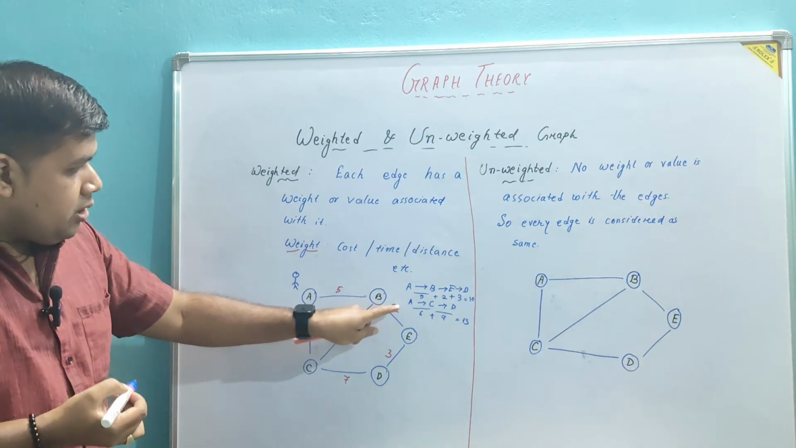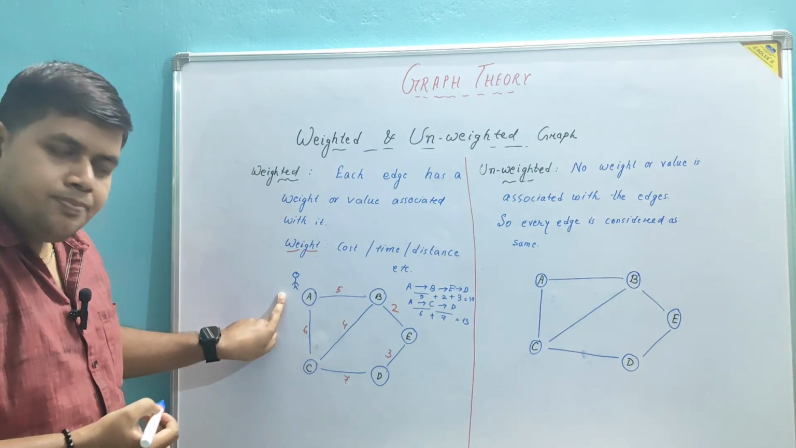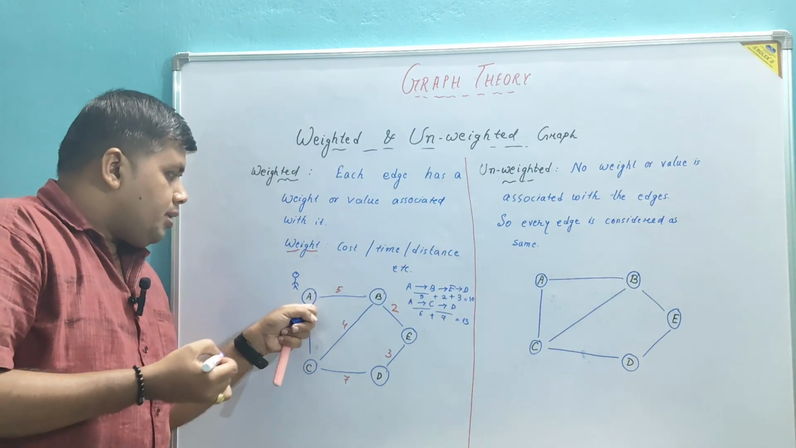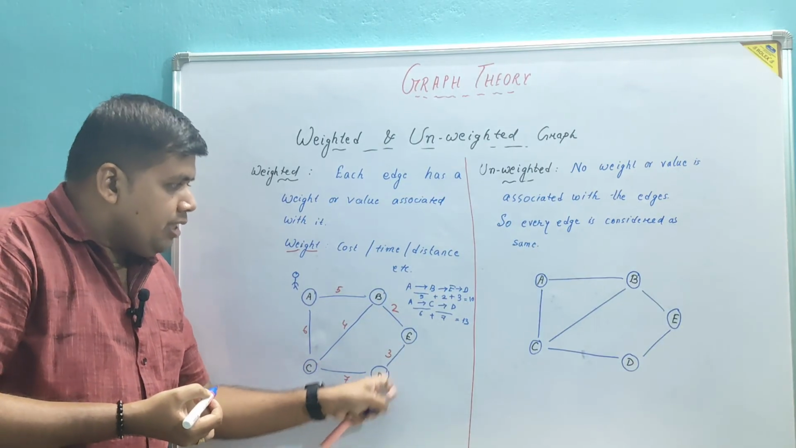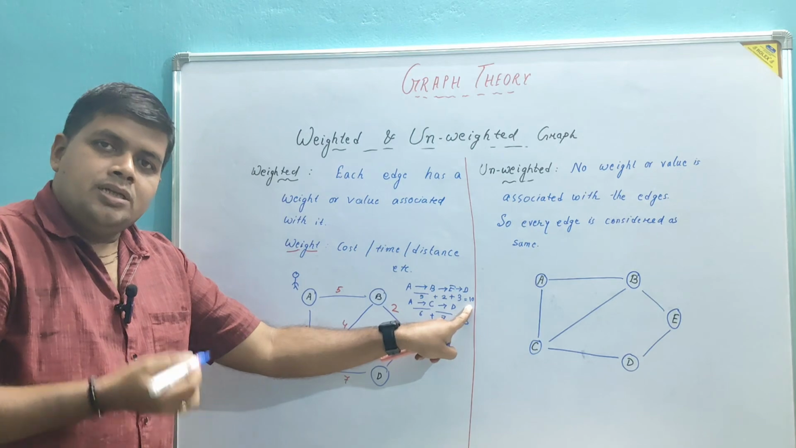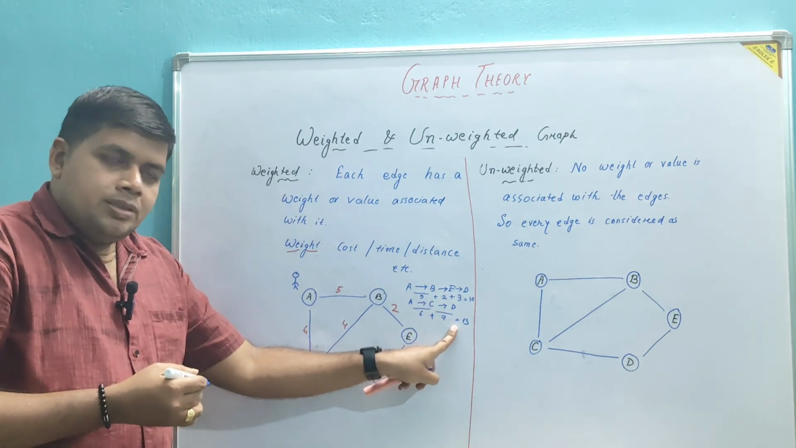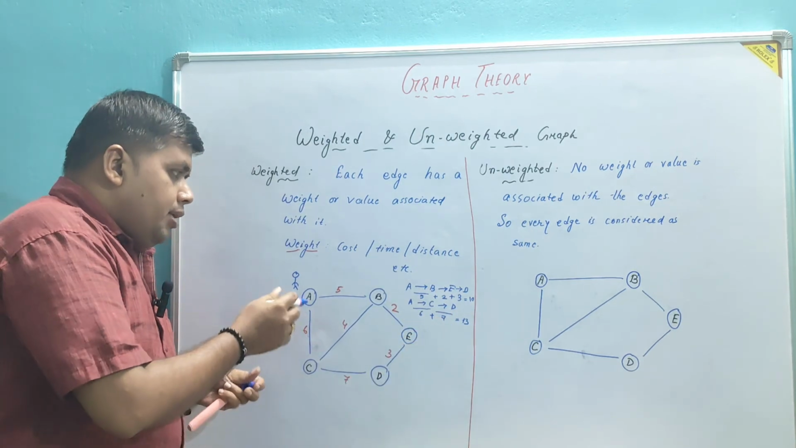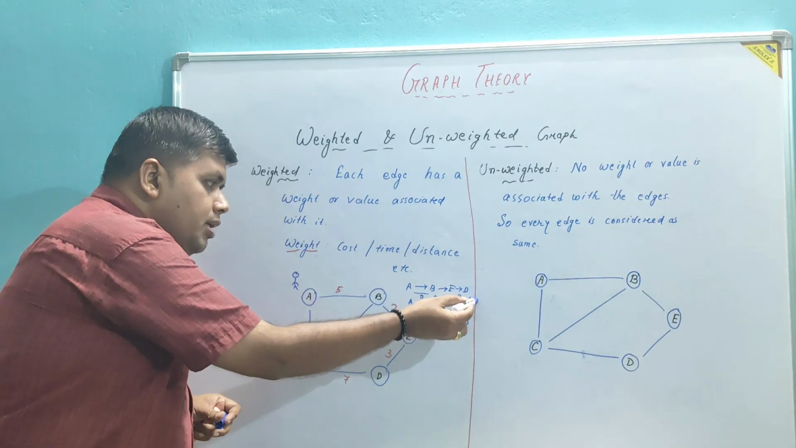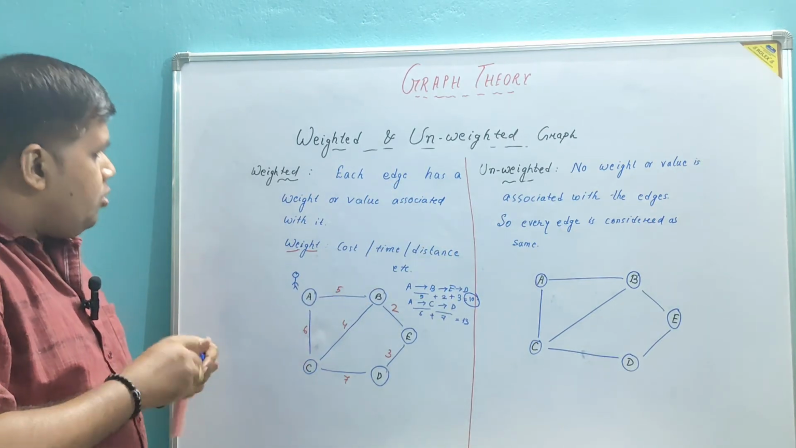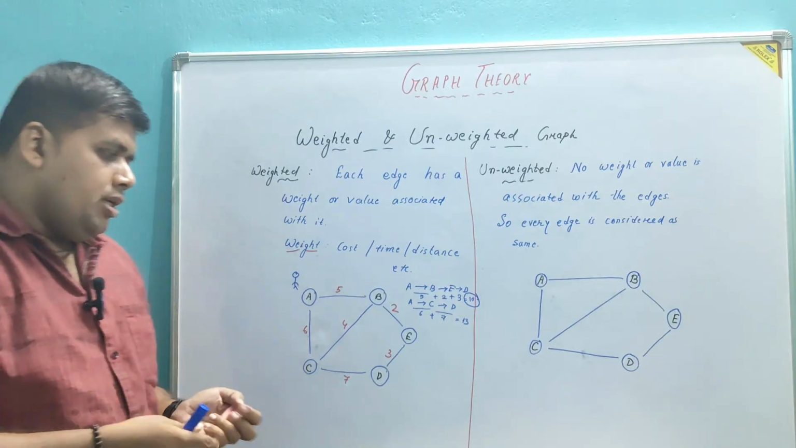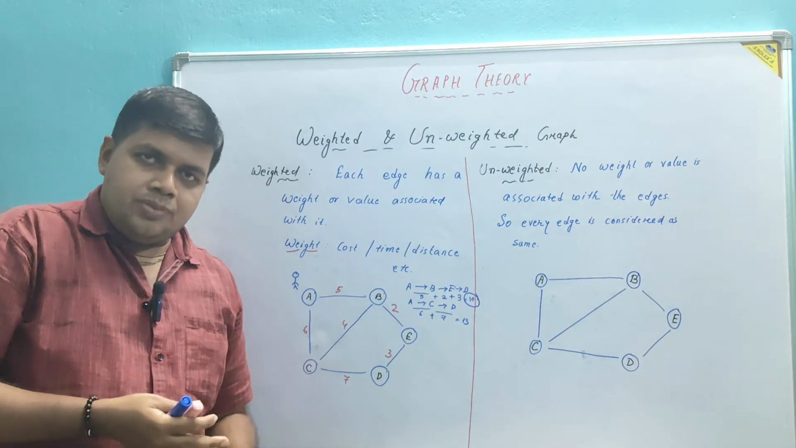So which path will this person take? This person will take A to B, B to E, E to D, because its weight is less as compared to the second one. This weight is very important. Weighted graphs are used in many applications.